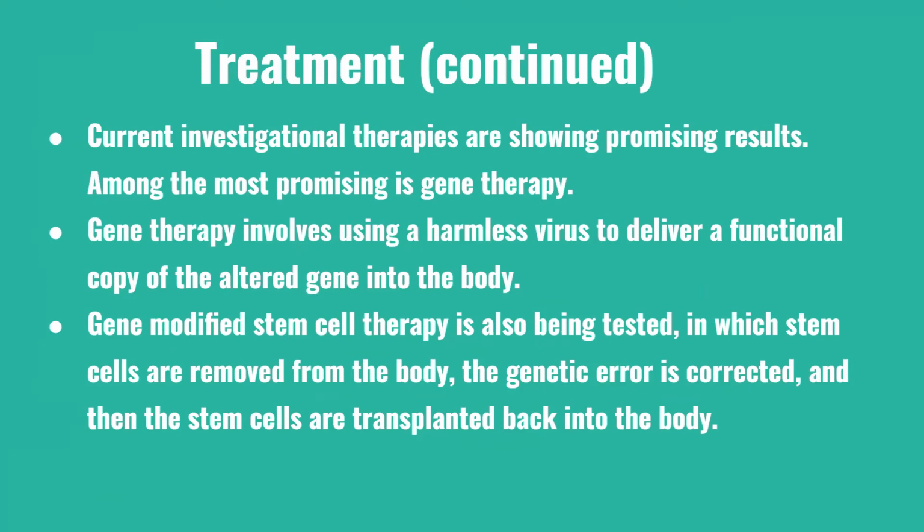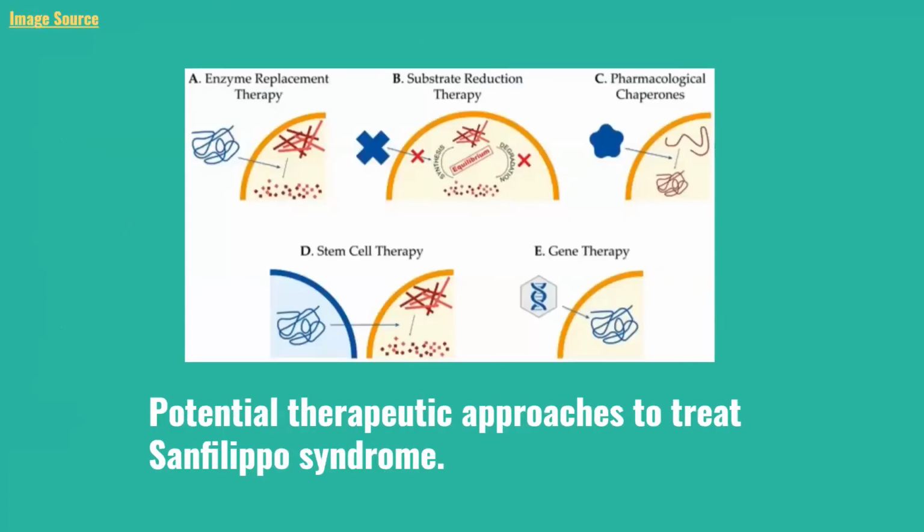Current investigational therapies are showing promising results. Among the most promising is gene therapy. Gene therapy involves using a harmless virus to deliver a functional copy of the altered gene into the body. Gene-modified stem cell therapy is also being tested, in which stem cells are removed from the body, the genetic error is corrected, and then the stem cells are transplanted back into the body. These are potential therapeutic approaches to treat Sanfilippo syndrome.